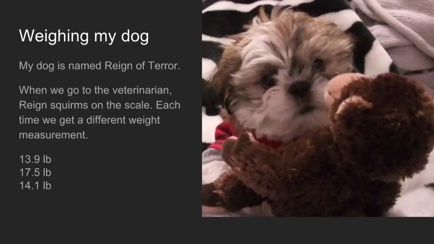Now we'll use this in weighing my dog. I have a Shih Tzu named Reign of Terror. She's a little mischievous, and when we go to the veterinarian, Reign squirms on the scale. So every time we weigh her, we get a different weight. This last time we got 13.9 pounds, 17.5 pounds, and 14.1 pounds. What we want to know is how much Reign weighs.